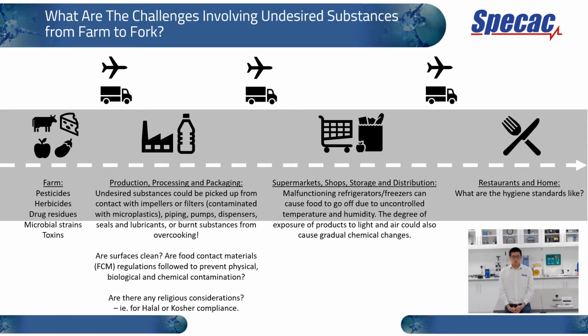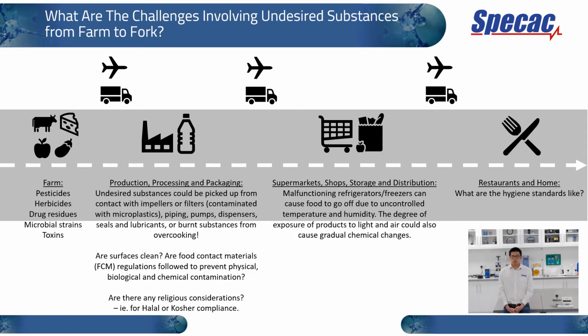At times, there could also be religious considerations as well. For example, if you're making or manufacturing a product specifically for the halal market or the kosher market, we have to ensure that certain products aren't used in the manufacturing process. Halal, for example, we have to ensure that pork, lard, and pork products aren't in your final product. And this is where analytical techniques are required to ensure that.